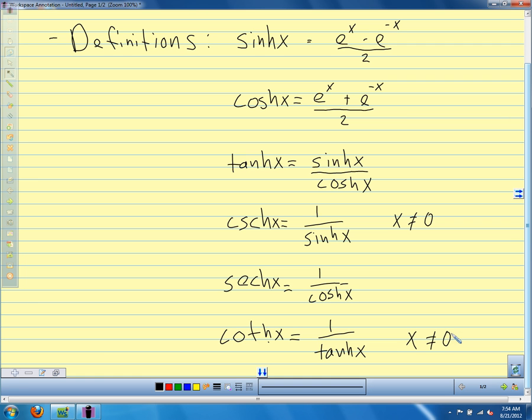And the graphs of these 6 functions are on page 389 of your textbook. I'm not going to draw up all the graphs, but if you look at page 389, they give you the graphs of all of these, so you have an idea of what the graphs look like.